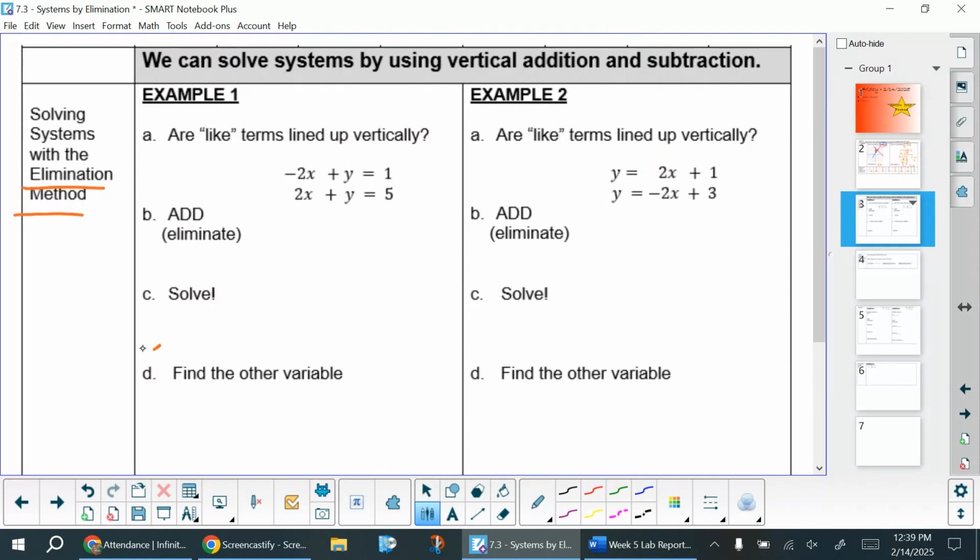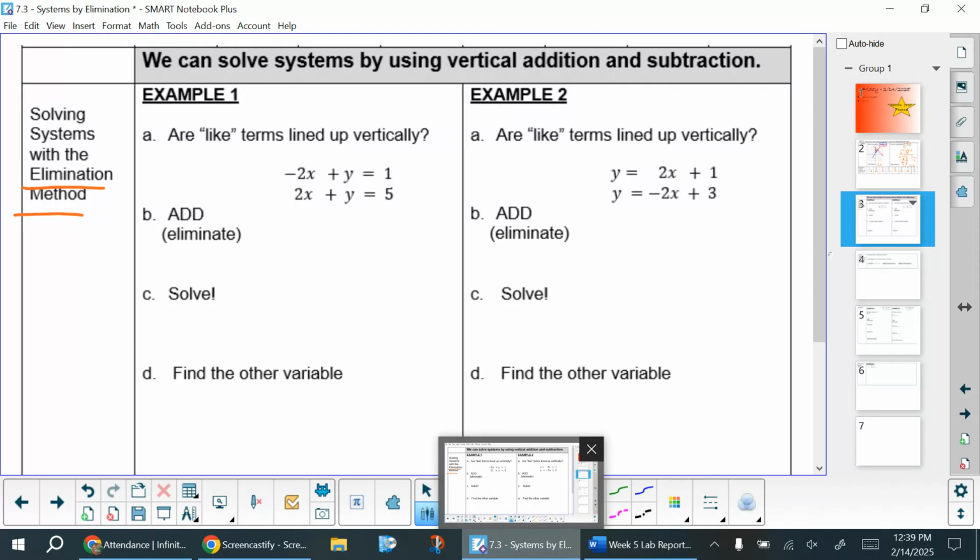What you have to notice first is that all the like terms are lined up vertically. X's with X's, Y's with Y's, ones or numbers with numbers, and the equal signs are in the same place. If that is not true, that's the first thing we're going to have to fix. And those are more of the advanced questions at this level. You'll worry about those more in later math classes.